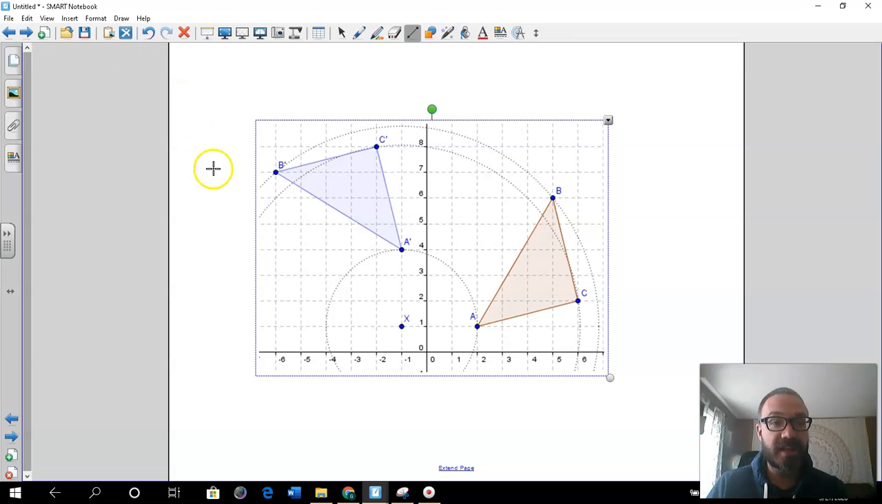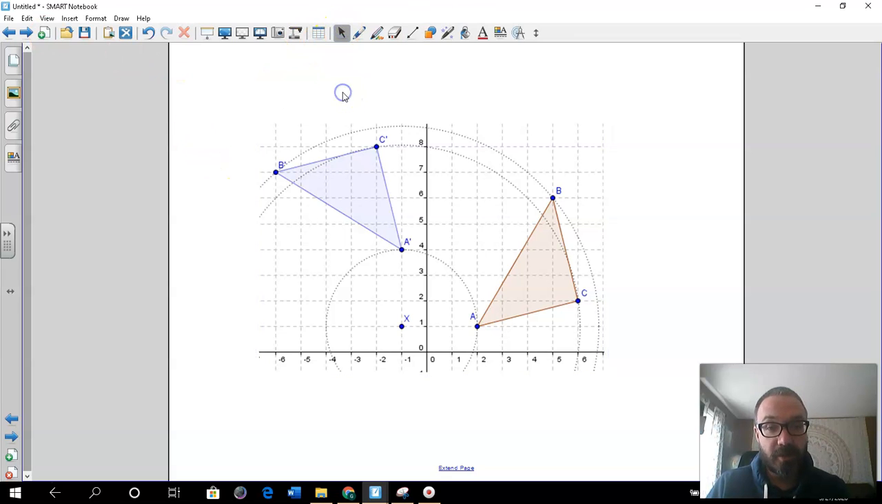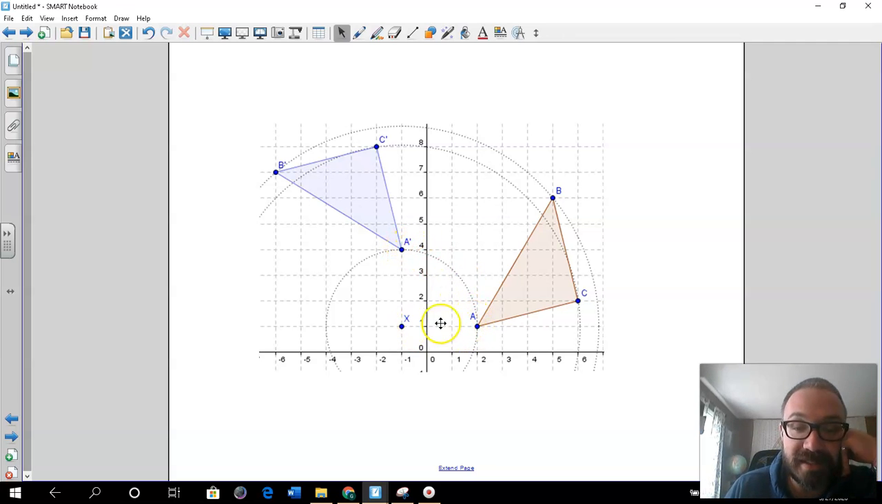Now, when we talk about rotations, we know that in this picture, X is the center, the point of rotation. Each corresponding point is equidistant to the point of rotation. So they're traveling along tracks that are concentric, and that common center is the point of rotation. So what we're going to be doing on the next slide is constructing the center.